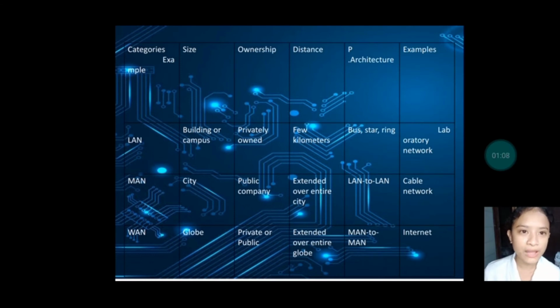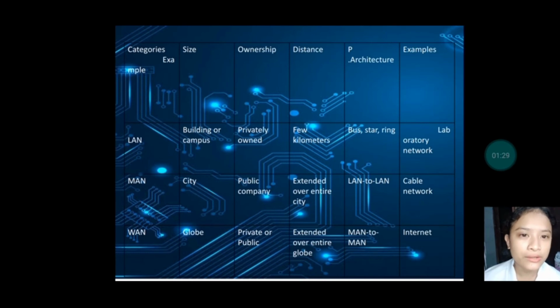Number 2 is MAN. The size is city. Ownership, public company. Distance, extended over the entire city. The architecture is LAN to LAN. The example is a cable network.